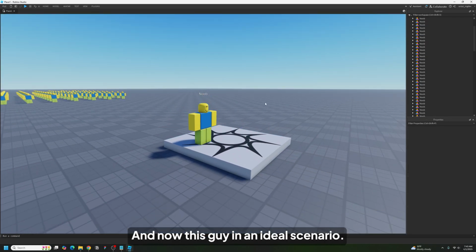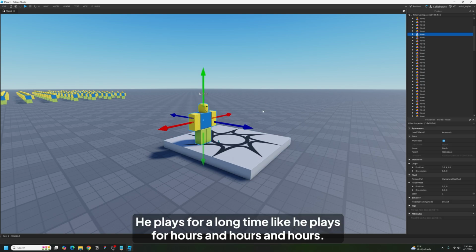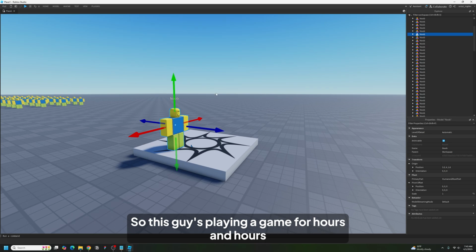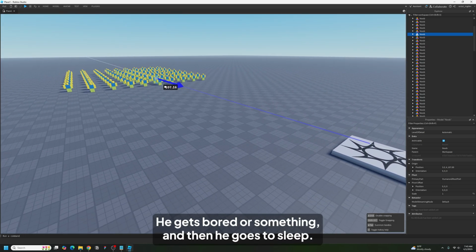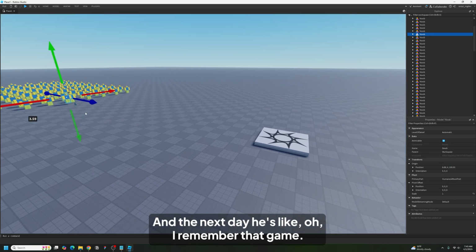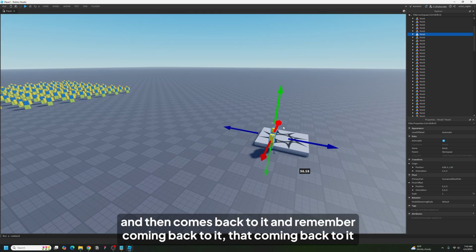And now this guy, in an ideal scenario, so this is what you want, he plays for a long time. Like, he plays for hours and hours and hours. And then eventually he has to go to sleep. He gets bored or something. And then the next day he's like, oh, I remember that game. Let me play it again. And then he clicks your game and comes back to it.